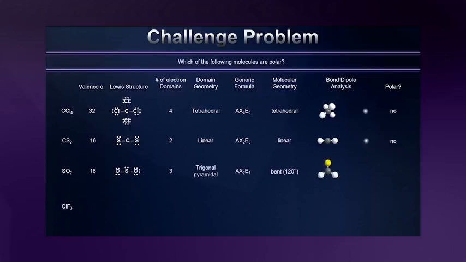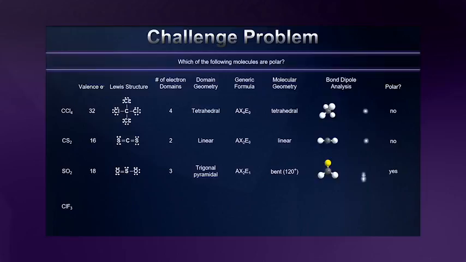SO2, on the other hand, notice that SO2 has got a lone pair of electrons in addition to the 2 bonding domains. So this is an AX2E1 molecule, which means that it's going to have a bent molecular geometry with a 120-degree angle between the 2 bonds. Now, when we look at those dipoles, notice that they don't cancel out perfectly. When we add those 2 vectors together, we actually get a net molecular dipole here pointed straight downward. That means SO2 is in fact a polar molecule.